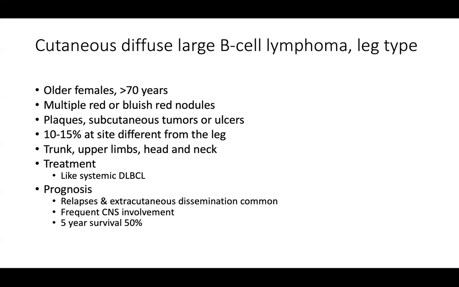So keep in mind that you can have this diffuse large B-cell lymphoma leg type, and it doesn't have to be on the leg. How are you going to figure that out? We'll talk about that in a second. You can see it on the trunk, the upper limbs, the head and neck. The treatment is essentially as if it is a systemic diffuse large B-cell lymphoma. So if it's only cutaneous involvement, with no systemic involvement, you still have to treat it as if it's a systemic lymphoma of some sort.